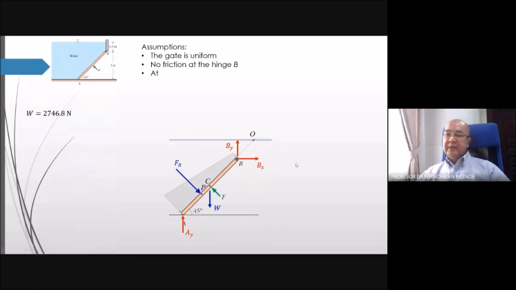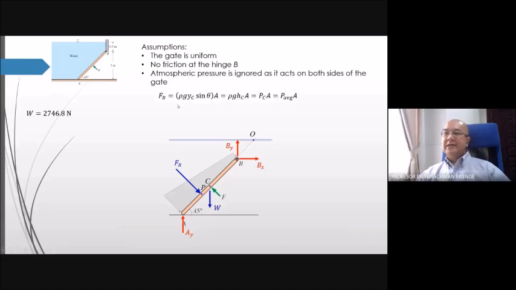If we assume that the atmospheric pressure acts on every part of the gate, left and right, so that it cancels each other, in that case, we can ignore that atmospheric pressure. So we deal with gauge pressure only. From the previous class lecture, we have this equation to calculate Fr. So it's either this one, or this one, or any, depending on what you have the most.